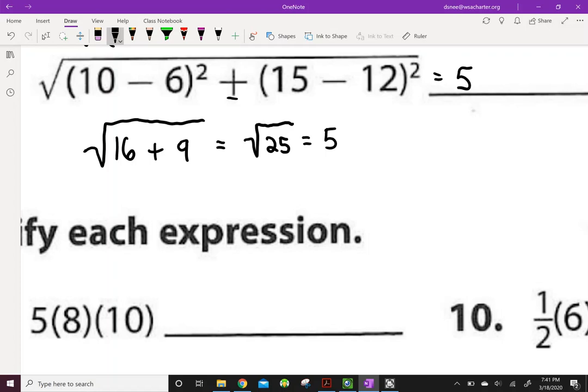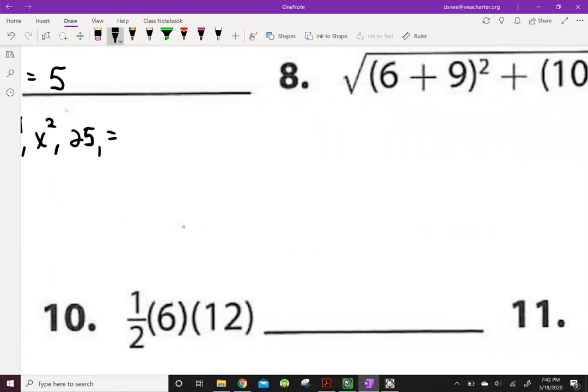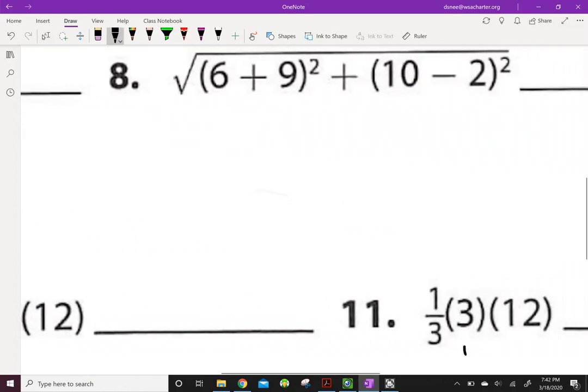Equals 5. Again, second, x squared, this time it's a 25, and then equals, and you're going to get 5.